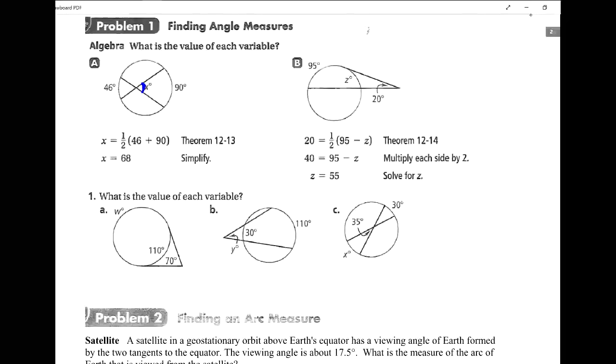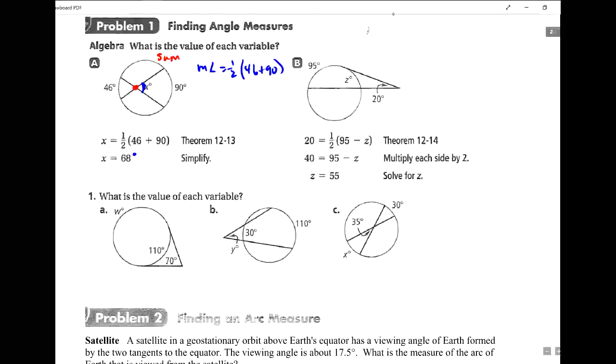I notice that I have 2 lines that intersect inside the circle. So I know this one is the sum, this one is plus. So the measure of my angle is 1/2 of 46 plus 90, right? And that all comes out to be, measures 68 degrees.